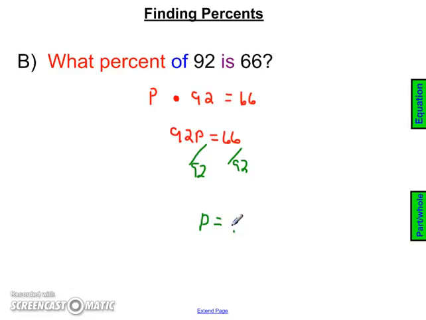We have 0.71, 7, and I'm rounding. In this case, I'll go one more decimal place. Now, this is not my answer yet, because it says what percent. So when I multiply by my 100 and I move my decimal 2 places to the right, that's the quick way. That equals 71.7%. I'll just round it off in this particular case to the nearest tenth.